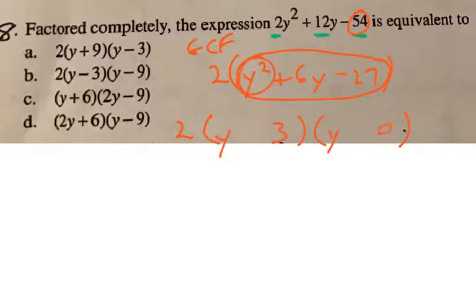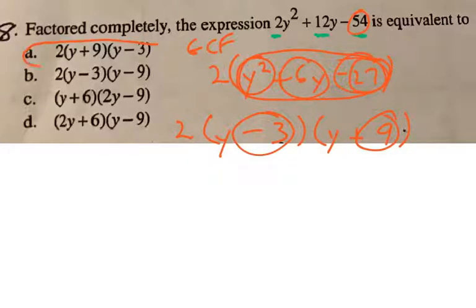We know 3 times 9 is 27. How do we get a 6y? It's a 9 minus 3, right? And notice minus 3 times 9 is minus 27. Everything worked out perfectly, so that's why the answer is A again. Again, we want to make sure there's a minus 3 and a plus 9, and of course a GCF of 2 in front, which we have there. And so that's why the answer is A. Pause the video.